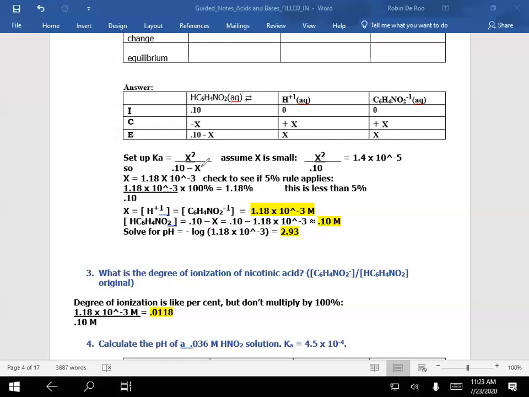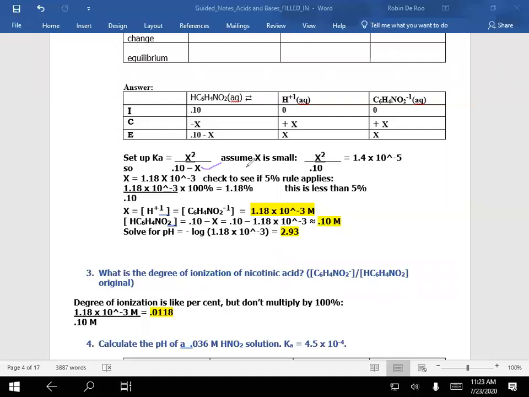We're going to assume that this X is small, and so we can simplify to get this. Now all we have to do is solve for the X squared. Remember, this value for Ka was given. So when we do that, we end up getting X is 1.18 times 10 to the minus 3.